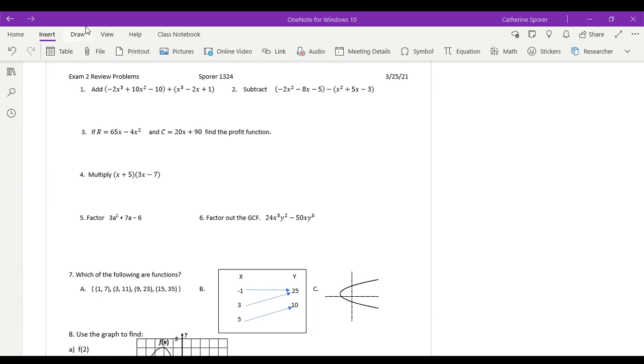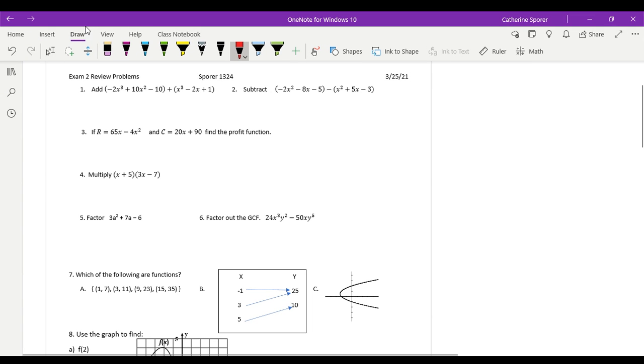Some polynomial operations first. So to add polynomials, we combine like terms. So negative 2x to the third plus 10x squared minus 10 plus x to the third minus 2x plus 1. First, we look at the highest power, which is x cubed. So here we're going to add negative 2 plus 1 x cubed. So negative 2 plus 1 would be negative 1 x cubed. And then next we'd look for the x squared terms, which there's only one of, so plus 10x squared.